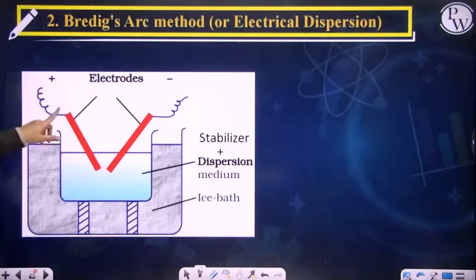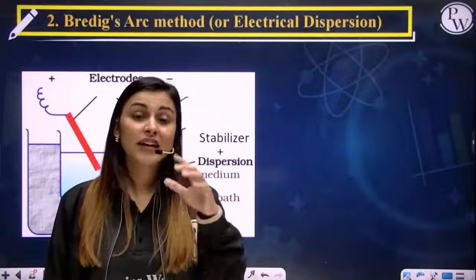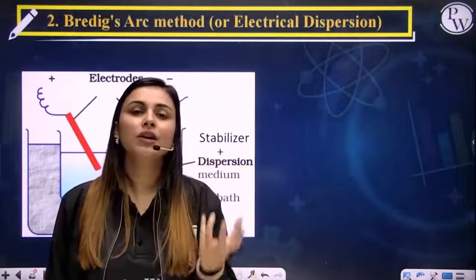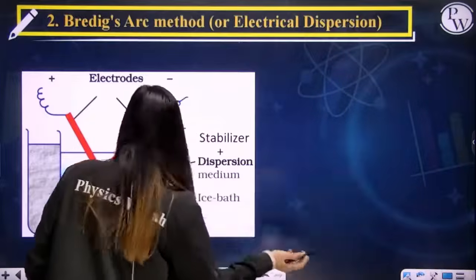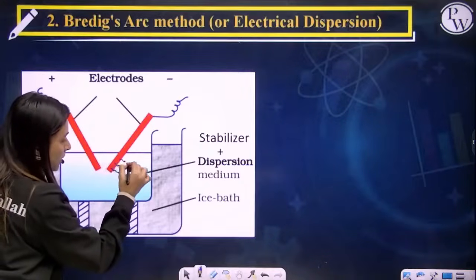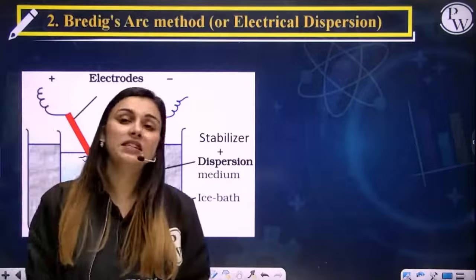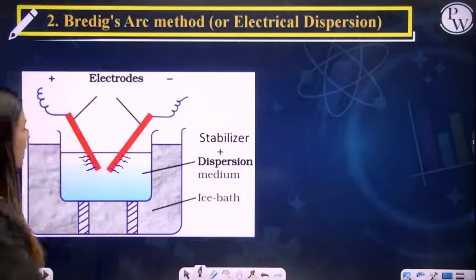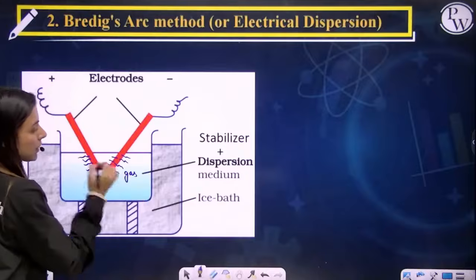Now you will pass a very strong electric current through those electrodes. You have connected it to a battery, so you pass a very high amount of electric current through these electrodes. Now when you pass electric current through this electrode, what will happen? Your metal will come out in gaseous form. Because you have applied such high electric current, your metal comes out in gaseous form.